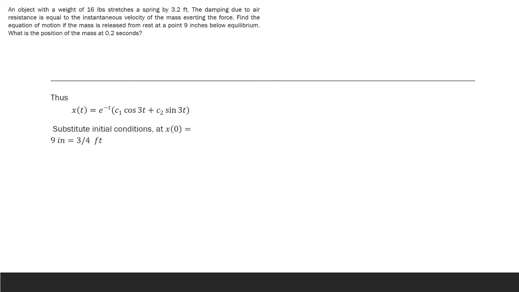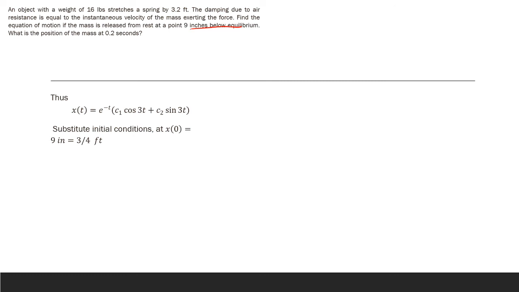Now, we have two arbitrary constants, so we need two initial conditions. The first initial condition, class, is that the mass is released from rest at a point 9 inches below equilibrium. So your spring is displaced 9 inches at the start of your system, and that is at t is equal to 0.